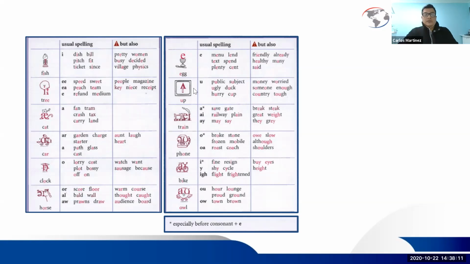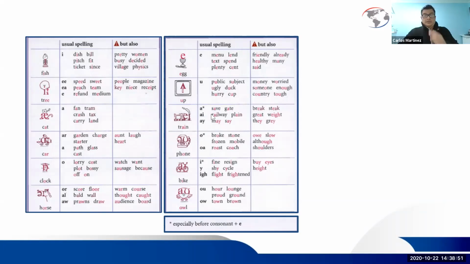Then we have the u sound, like in up. The U, like public, subject, early, duck, hurry, and cut, right? But there are also some combinations that pronounce the same sound, like money. You don't say money, you say money. Worried, someone, enough, country, and tough. So these combinations also produce the sound.